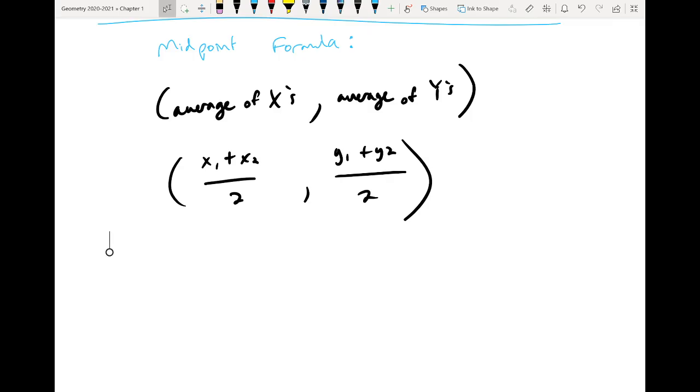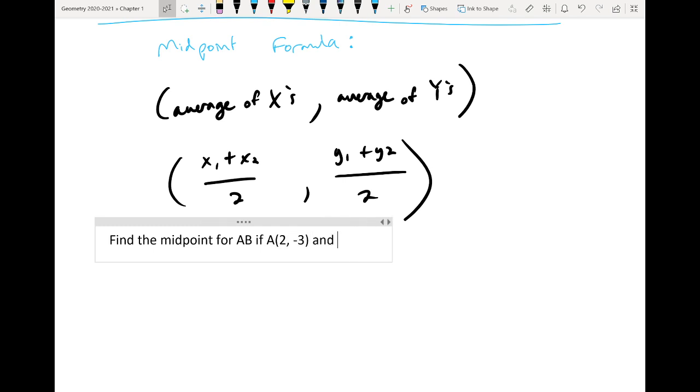So, we're going to find the midpoint for AB if A is equal to 2 comma negative 3 and B is equal to 9 comma 0.